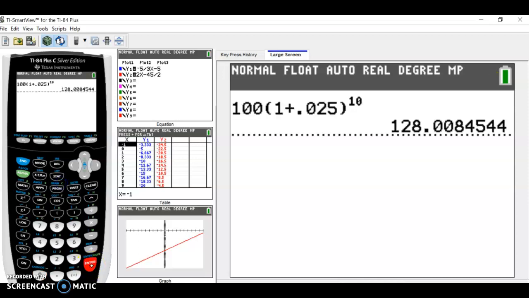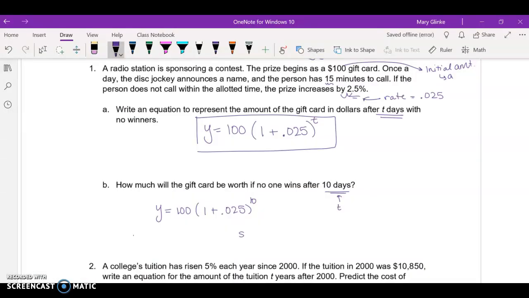When you hit enter, you should get 128.008, which in this case, we're talking about money. So we're going to round to 128.01.